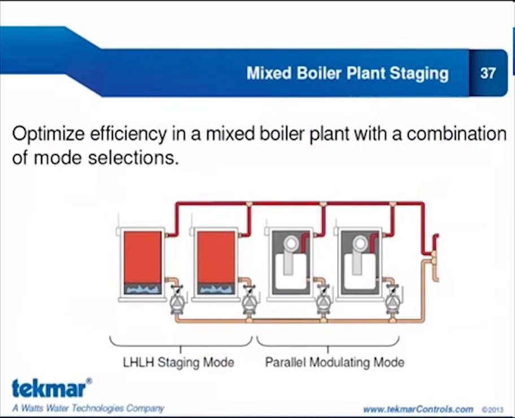How do we sequence the mixed plant? We know we cannot stage all boilers the same way because each boiler group and type needs to be sequenced with efficiency in mind. And this is a feature that sets the 284 apart from cascade controls, that we recognize the difference in boiler types and sequence them accordingly. So in this example, we have two-stage non-condensing on-off boilers, and we have two modulating condensing boilers. The 284 allows me to select a staging mode for my two-stage on-off boilers and a modulation mode for my two modulating boilers. This is truly unique in the 284 boiler control, the ability to select settings that will operate your mixed boiler plant to achieve maximum efficiency.